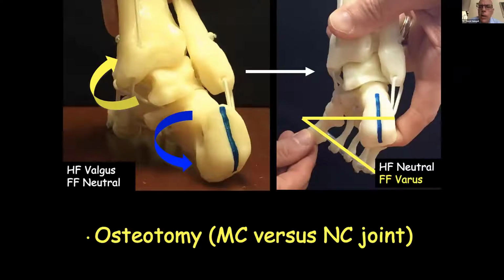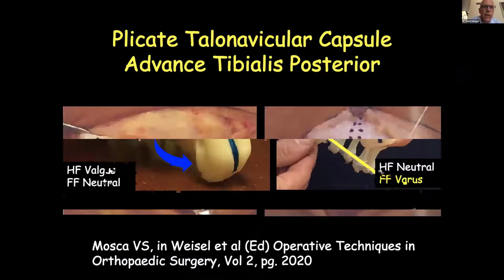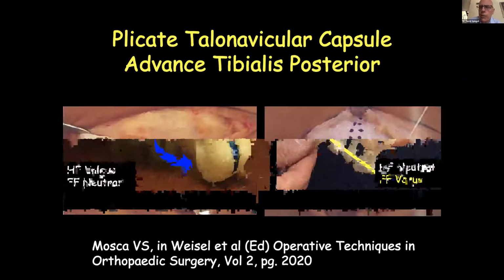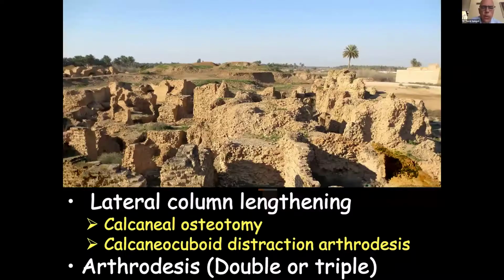So that requires either an osteotomy of the medial cuneiform or arthrodesis of the naviculocuneiform joint. And then also advocated is plicating the talonavicular capsule and advancing the tibialis posterior. The lateral column lengthening or calcaneal osteotomy, one can also perform this procedure as a distraction arthrodesis of the calcaneocuboid joint. I've done that in older patients.